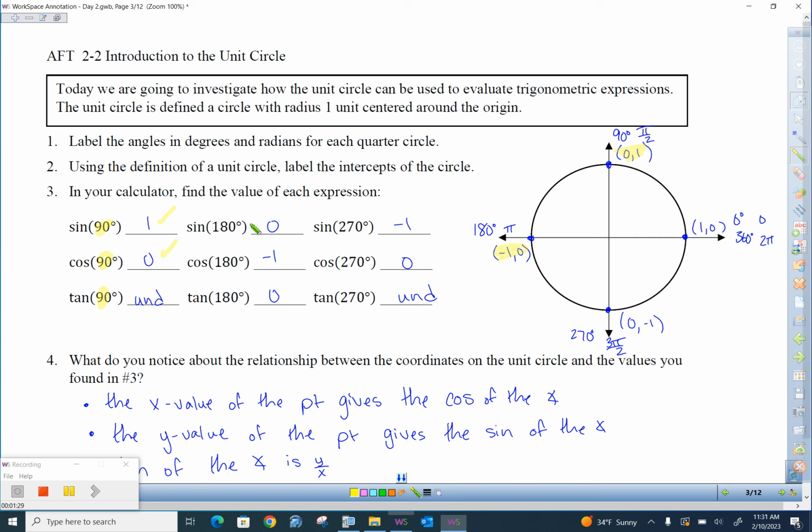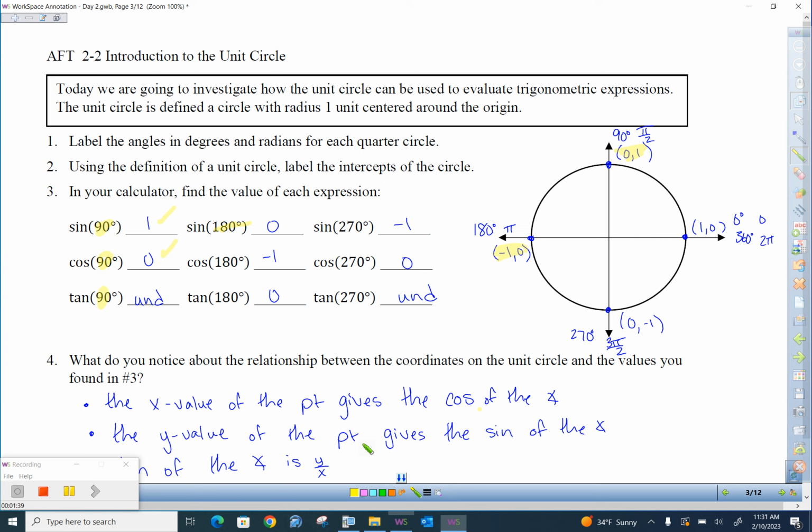If you go to negative 1, 0, which is at 180, the sine went with the y value and the cosine went with the x value. So our pattern here is the x value of the point gives the cosine of the angle that rotates to that point. Same thing with the y value going with sine.